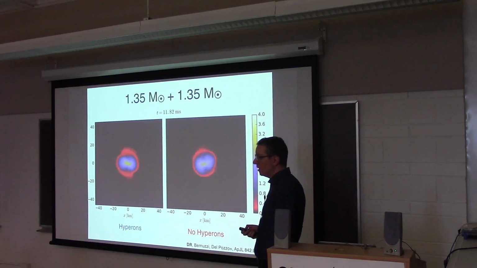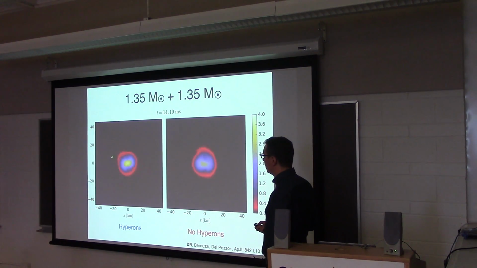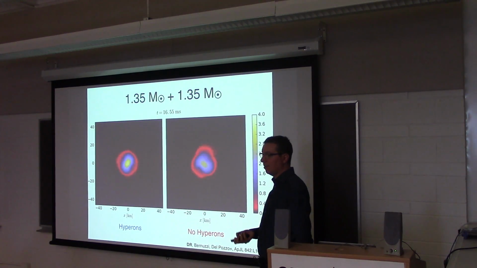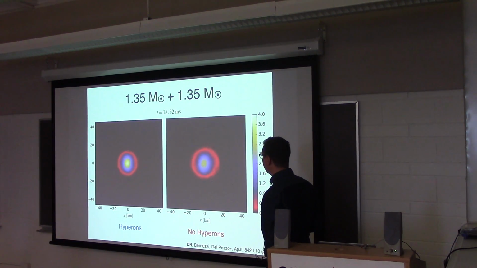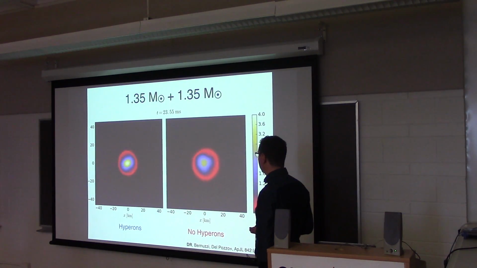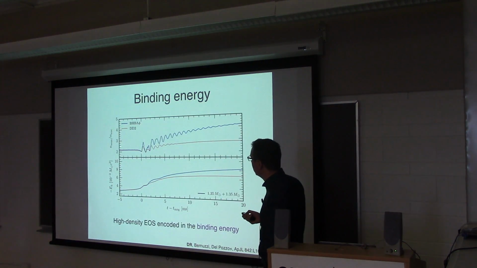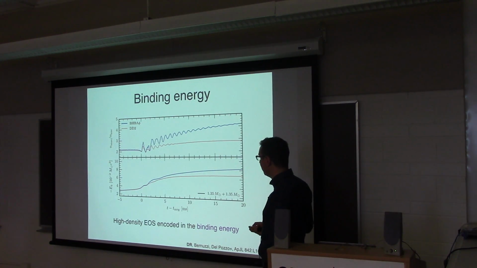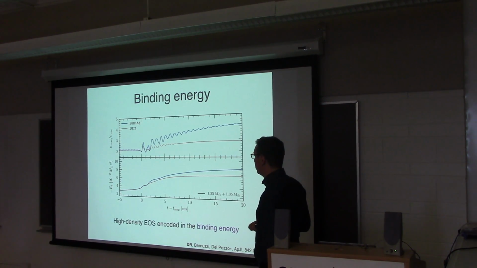And then things start to change after merger, because in one case, the density becomes larger, you form a more compact and bound remnant, while in this case, you don't. The remnant stays larger. You can see it also in this plot here. Here I show the central density as a function of time from merger. For these two, the blue line is the case with hyperons. The red one is no hyperons, so standard equation of state, and this is the binding energy.